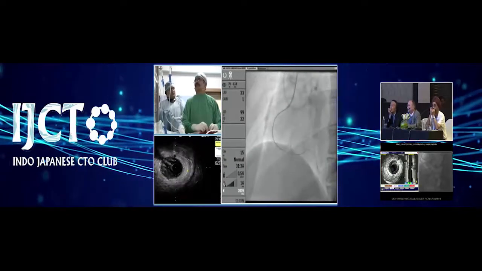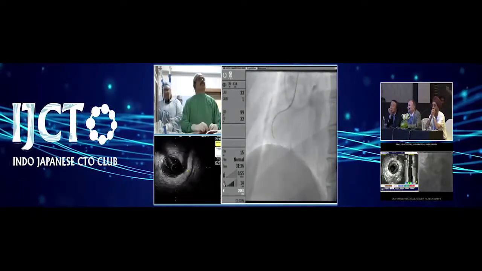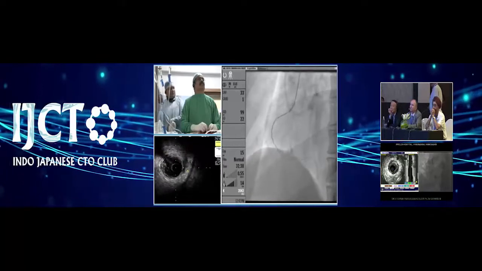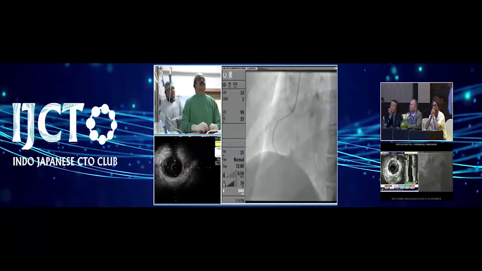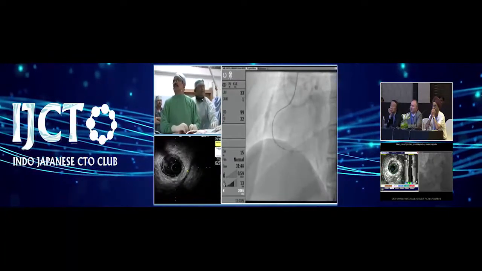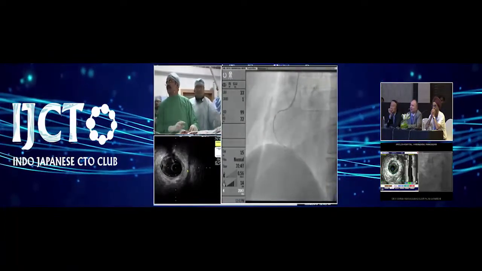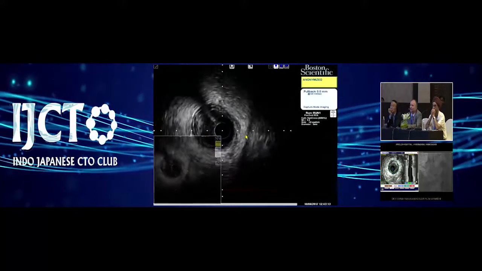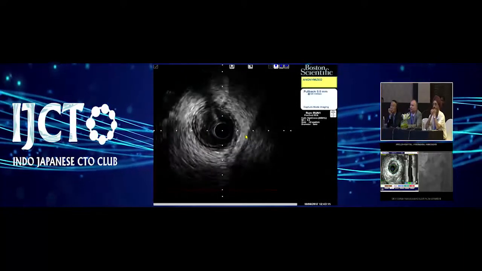Now he gets the fine cross down. Probably it's down enough to change to a soft support wire.